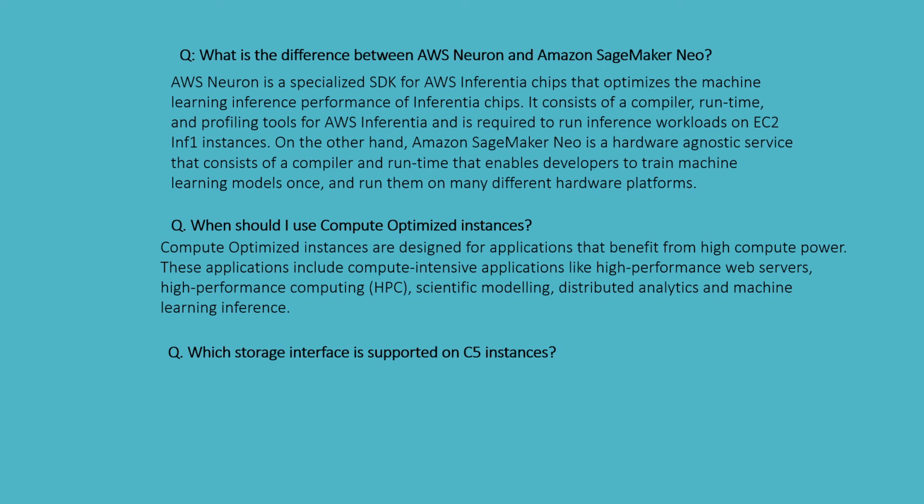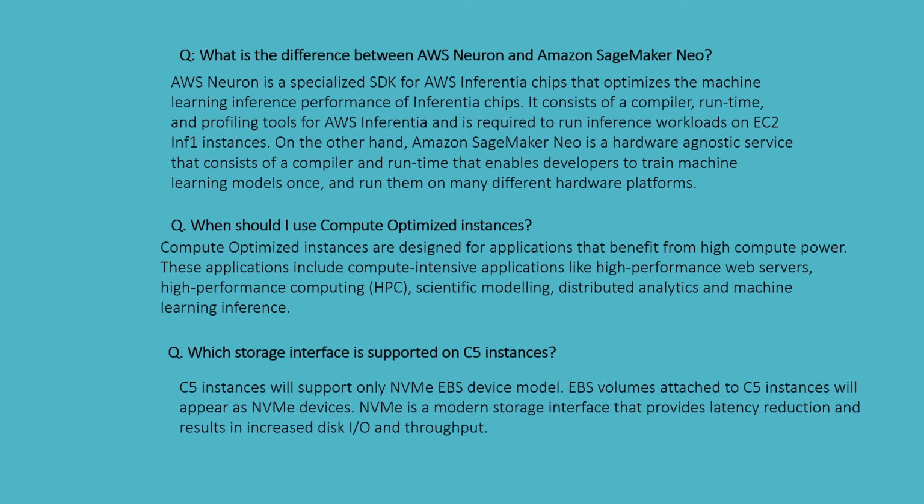Which storage interface is supported on C5 instances? C5 instances will support only NVMe EBS models. EBS volumes attached to C5 instances will appear as NVMe devices. NVMe is a modern storage interface that provides latency reductions and results in increased disk I/O and throughput.